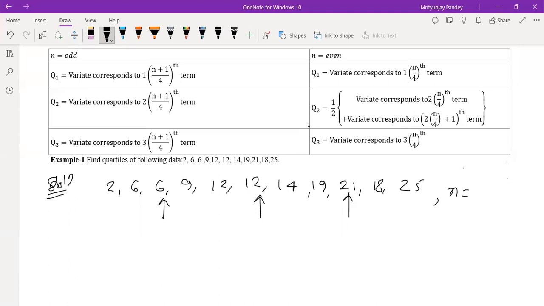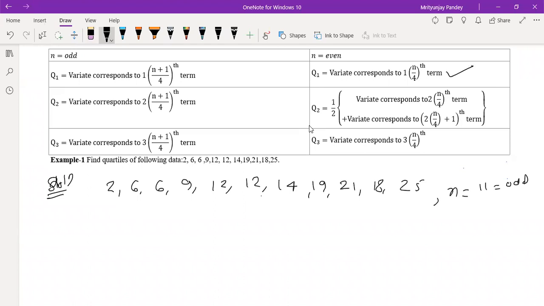Third part. What is the value of n? What is the total number of data? 1 2 3 4 5 6 7 8 9 10 11. 11 is the number of data. So 11 is an odd number. That is odd. So what is the formula of the first quartile?